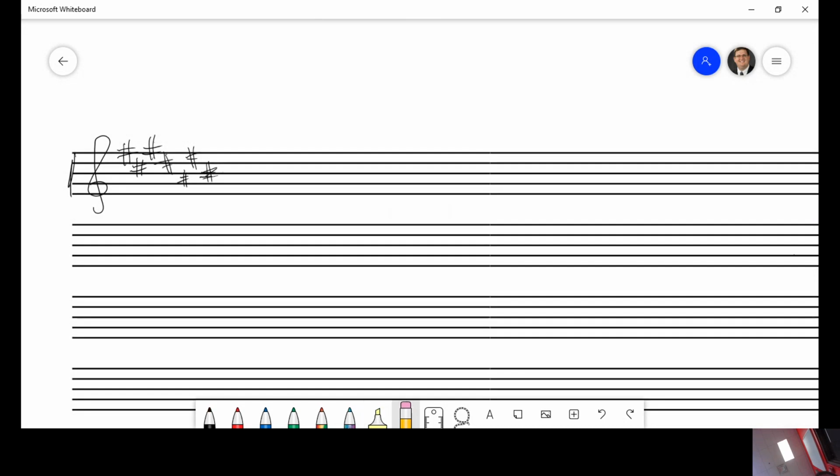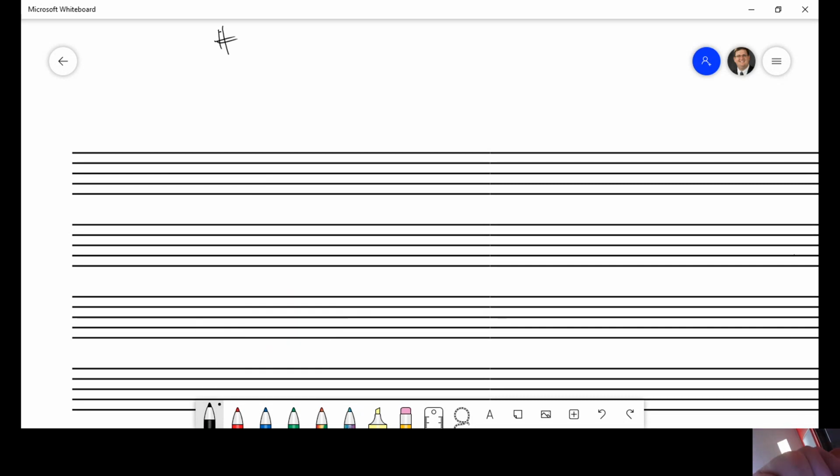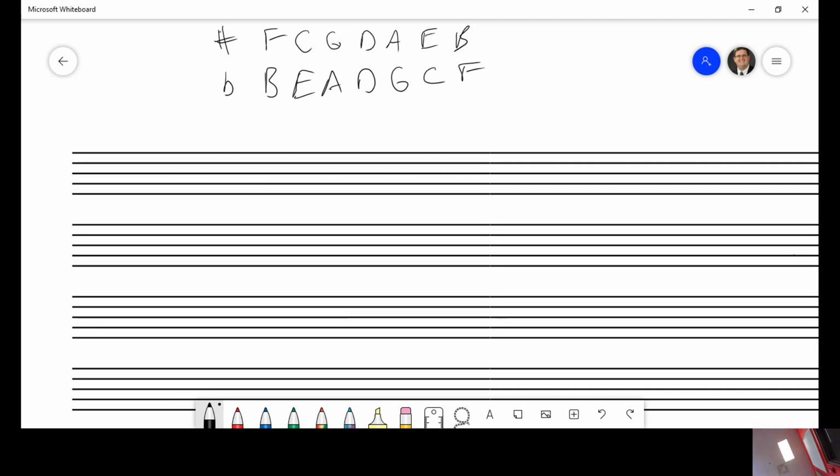All right, let's take a look at what this means for us in real terms. First, let's write it up here. You must have this memorized. The sharps again are, say it with me, four crows got drunk at Easter barbecue. Flats is B, E, A, D, G, C, F. You're not allowed to bring in any notes for this test. You can write it in the margins, but this is something you're definitely going to have in your brain.